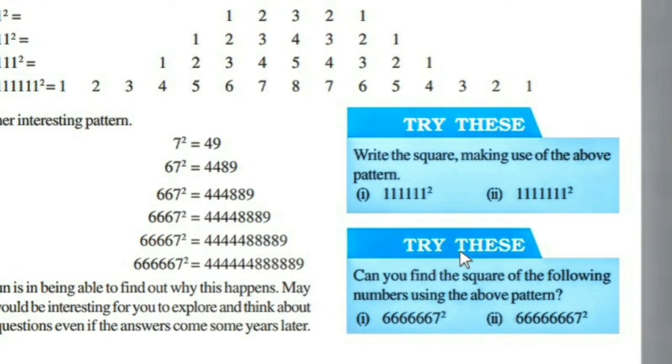Now, can you find the square of the following numbers using the above pattern? So the pattern is very easy. So how many times 6 are there? That same number of times 8 will be there, and one more time 4 will be there. Write the pattern of numbers given in the PDF in your classwork.